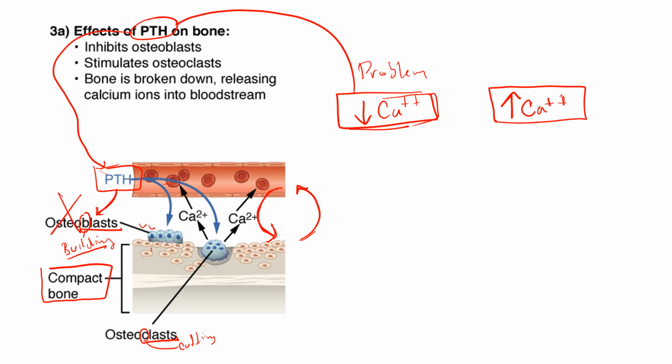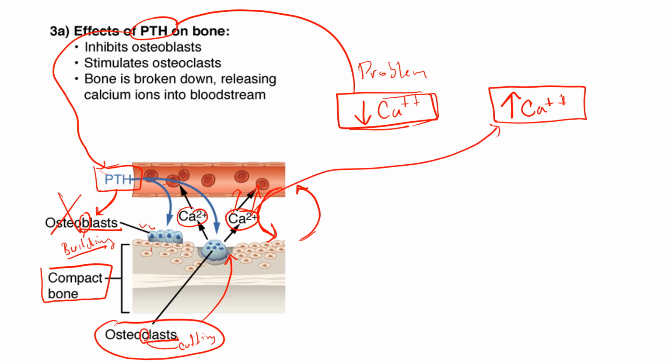On the other hand, PTH will stimulate, right, the cells that break down bone. Why? Because again, you can imagine that when those cells destroy bone matrix, calcium is released, and this calcium then can be moved into the blood, and that will increase the calcium levels in your blood.